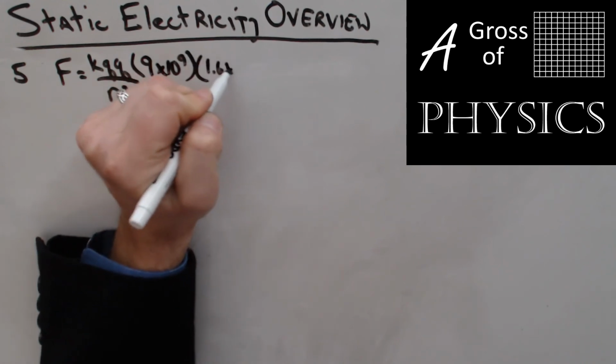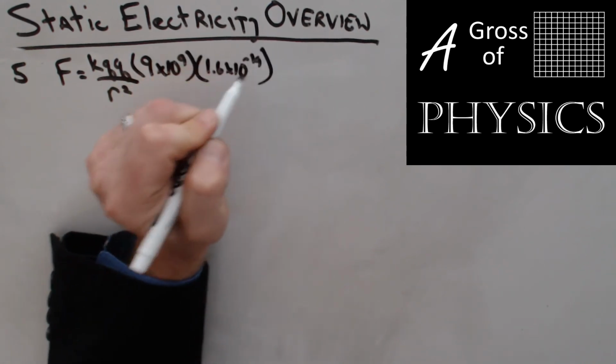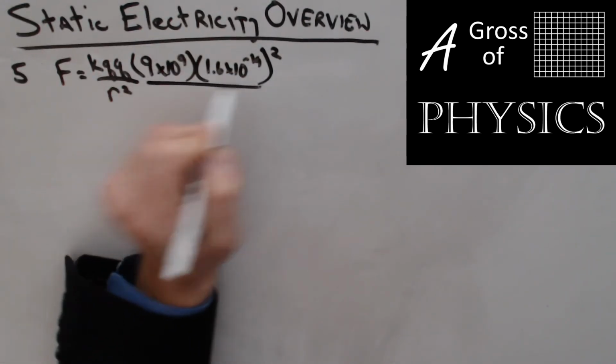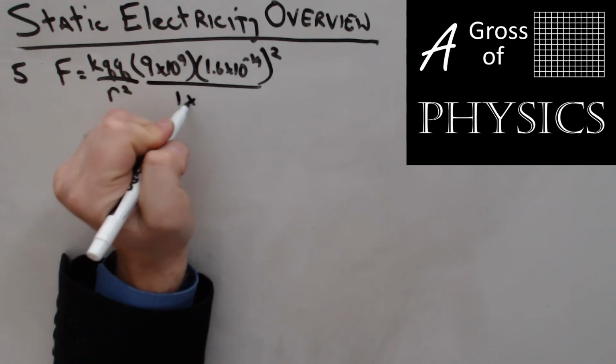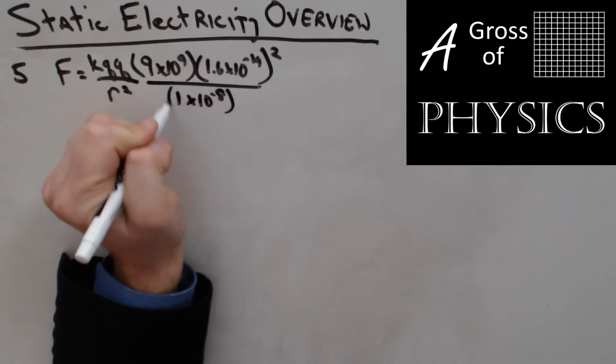Electron is 1.6 times 10 to the negative 19. And since there are 2 of them, I'm going to square it, all over 1 times 10 to the negative 8 squared.